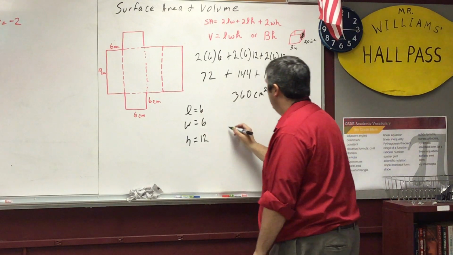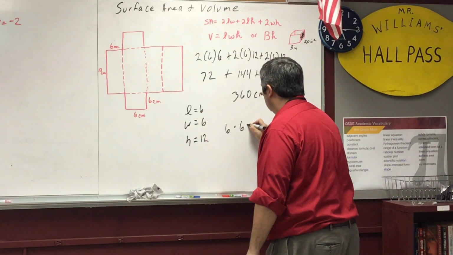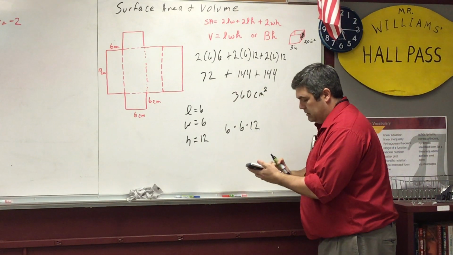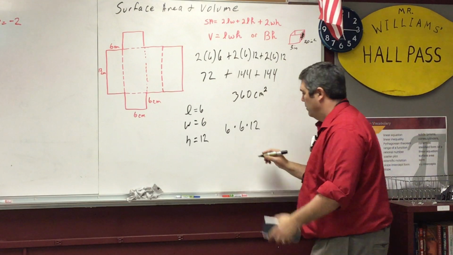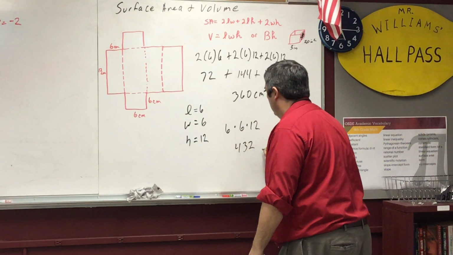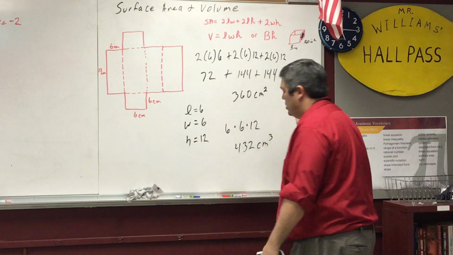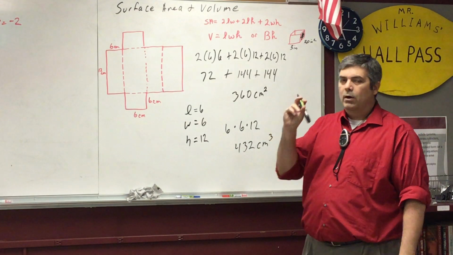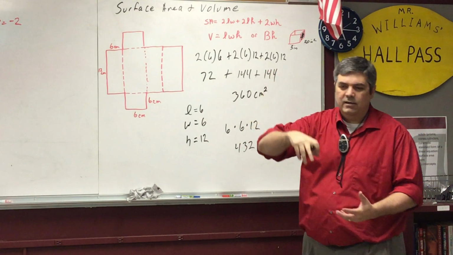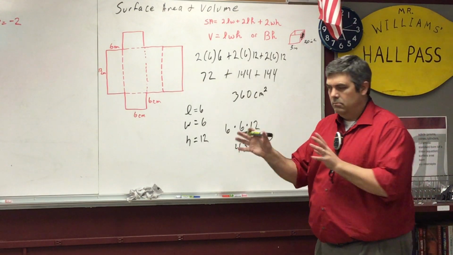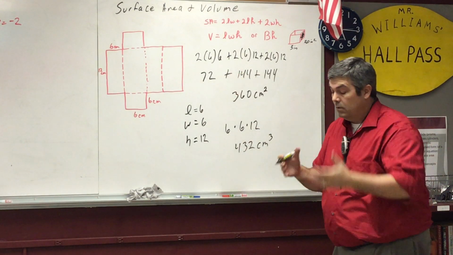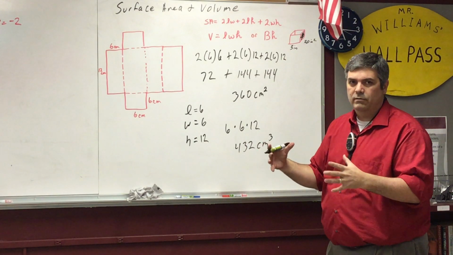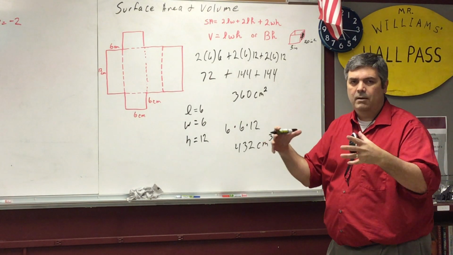So I'm just going to multiply these out. 6 times 6 times 12. I'm going to use the calculator to speed it up a little bit. 6 times 6 times 12 gets you 432 centimeters cubed. And it's cubed because what it's talking about is how many 1 by 1 by 1 cubes I can fit on the inside of that shape, that prism. So volume is about the inside of it and how much it holds.